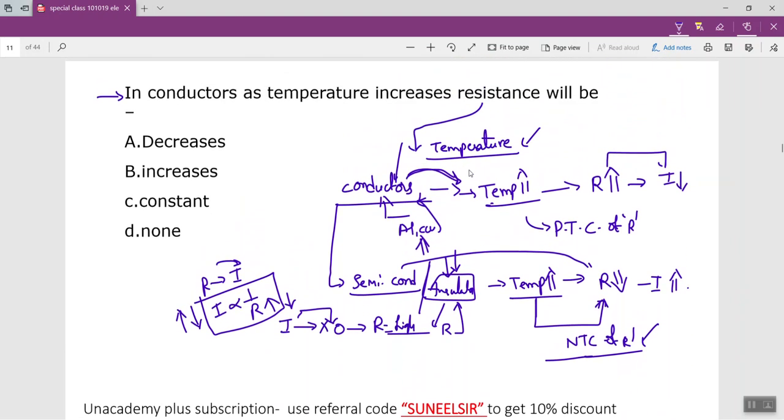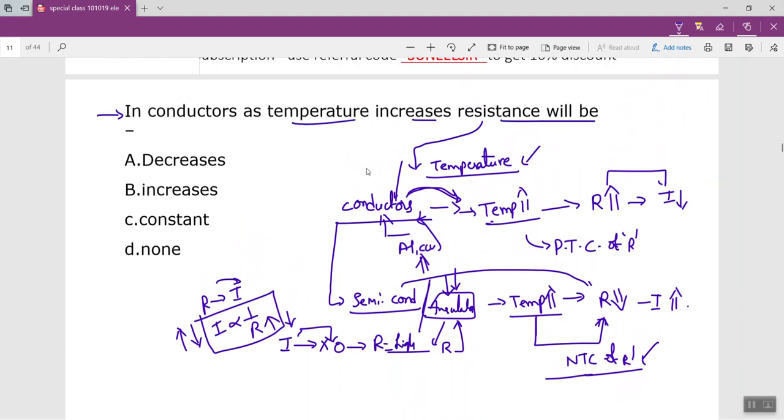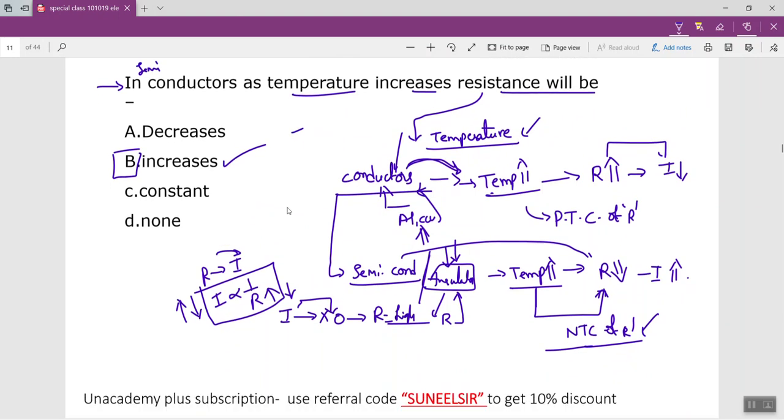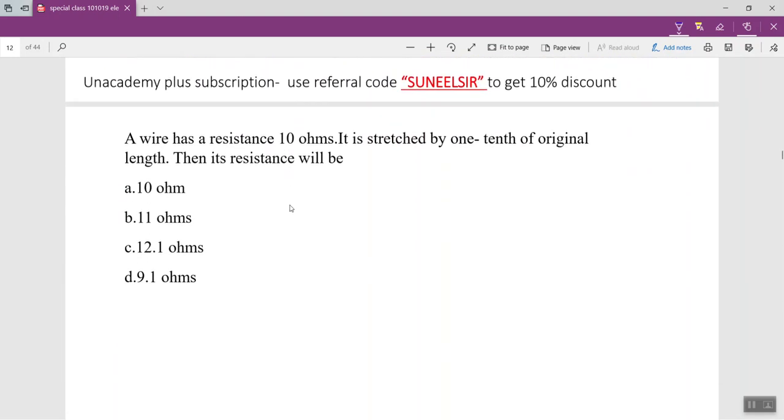That means here, as temperature increases, resistance will also increase. That is option B. If they give the question on semiconductors, then the answer will be that it decreases. Okay, and the next question.